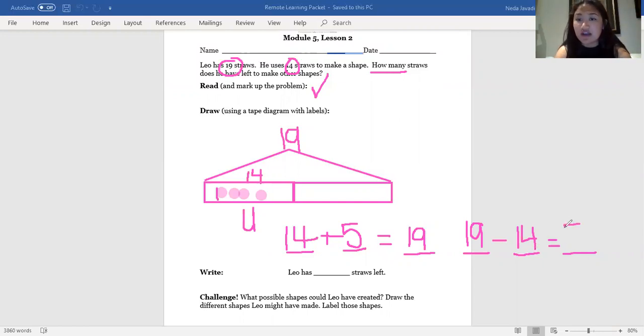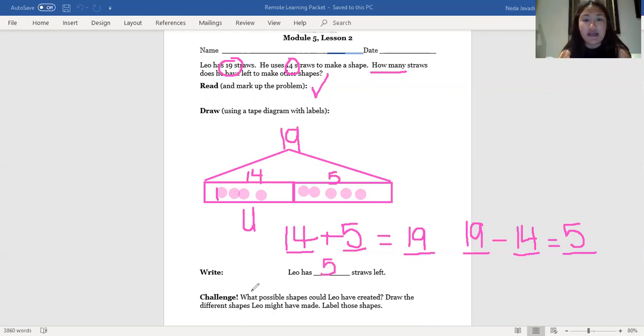Great, so you should have gotten the answer of 5. I'm going to put 5 inside of our tape diagram and then draw 5 ones to show. 1, 2, 3, 4, 5. Give me a big thumbs up if that's what you got on your problem. Nice. Let's fill in our answer statement. Leo has 5 straws left. Now let's look at this challenge down here.